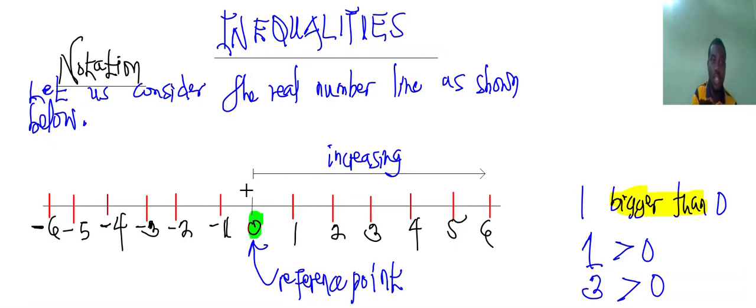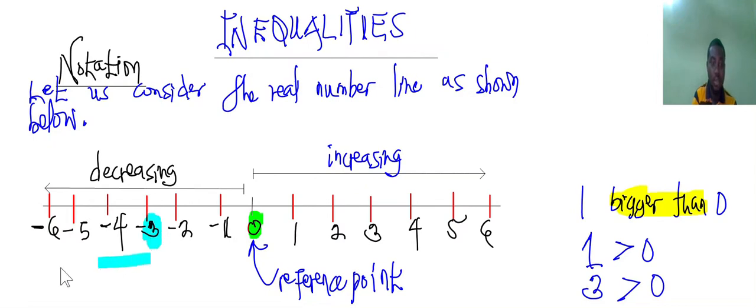Now all points towards the left are obviously less than 0. So if you pick any point and you go down towards the left, we have it to be decreasing, or we say reducing. So if you pick a reference point, let's say -3 for instance, and you go down towards the left, all points going down towards the left are less than that point, and all points going towards the right are bigger than that point. Let's say for instance we pick a point -3. So that's the idea.